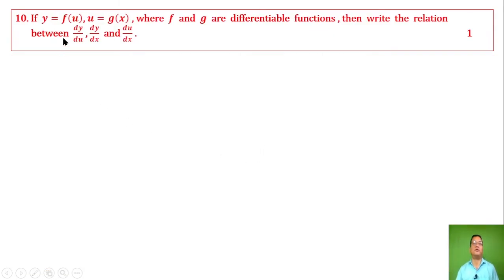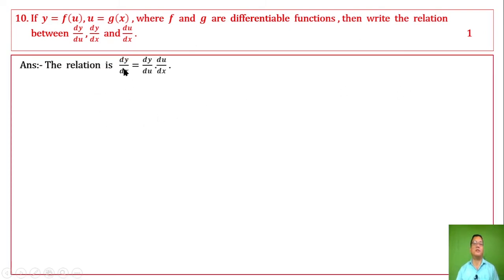10. If y equal to f of u, u equal to z of x, where f and z are differentiable functions, then write the relation between dy by du, dy by dx, and du by dx. 1 mark. The relation is dy by dx equal to dy by du into du by dx.